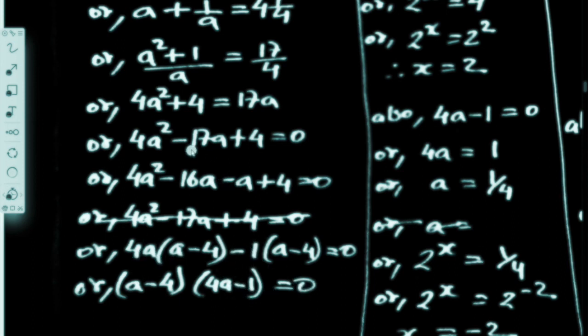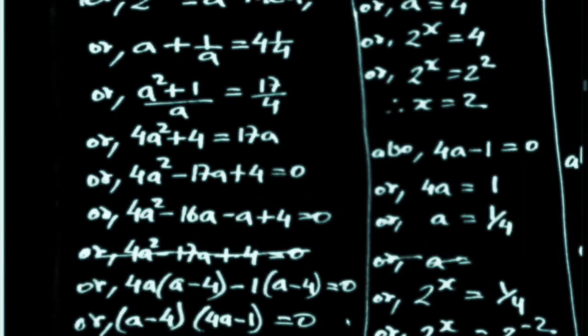In this way, from this expression, we got the factors of this expression: a minus 4 and 4a minus 1 equals 0. From these two factors, we can easily get the value of a or x. Now see here.